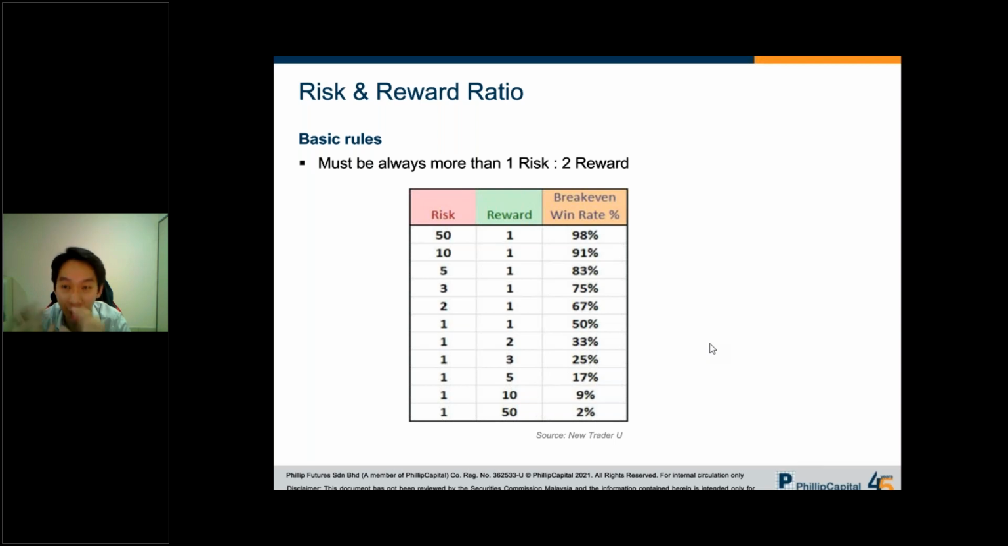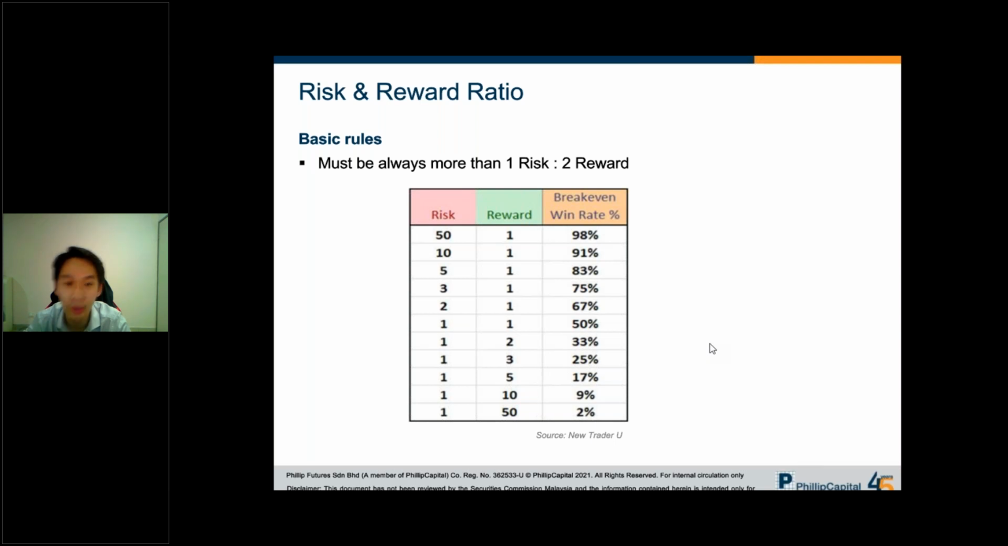Out of 10 trades, you need to win 3 to 4 times to be profitable for a risk reward of 2-to-1. This is some of the basic knowledge of how to grow your account and be a profitable trader, because some traders just trade blindly and don't figure out whether a trade is worth it or not.